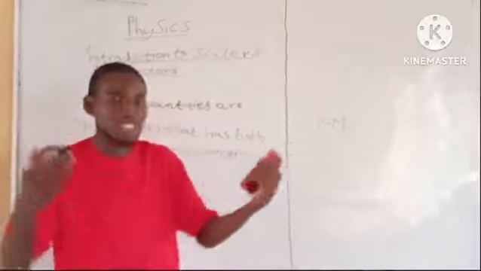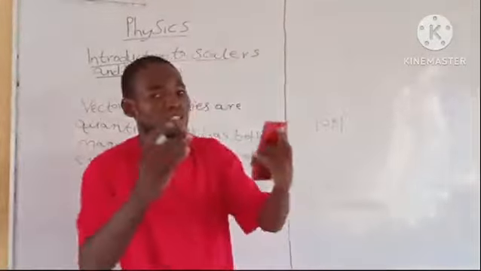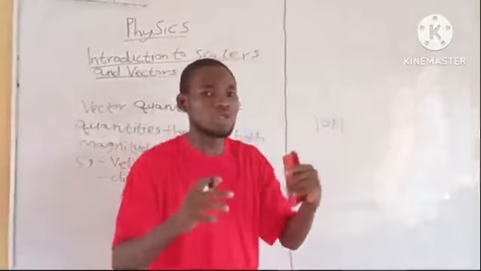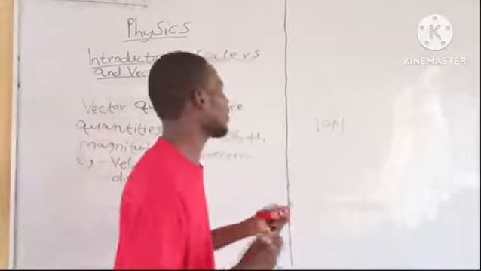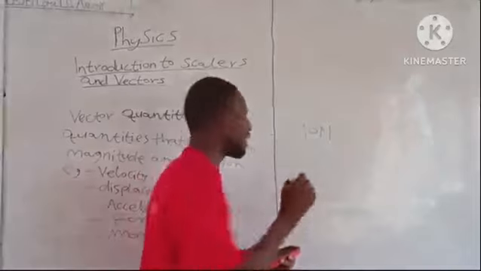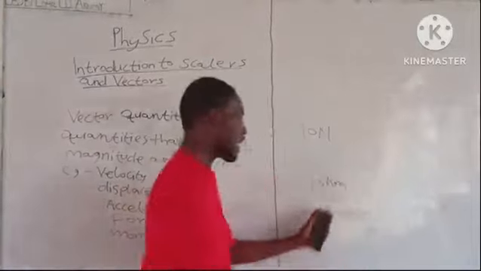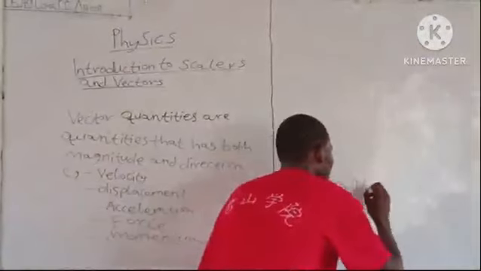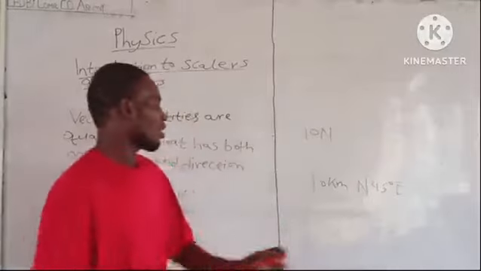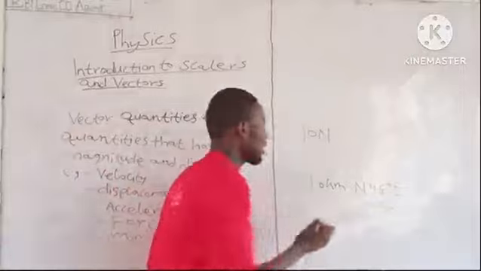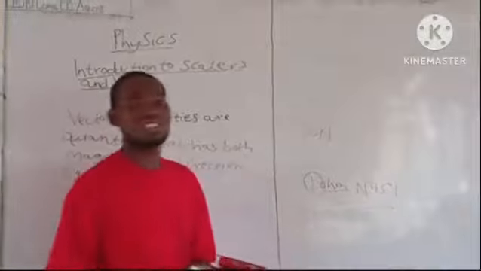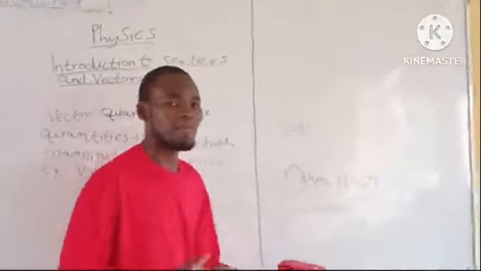Now, for example, let's talk about displacement. Displacement and distance are similar, but the difference is that distance has only a numerical value, but displacement has a specified direction. For example, if somebody moved 10 kilometers north, 45-degree east, this is a displacement. Why? It has direction. But this 10 kilometers alone is distance. So displacement is a vector quantity.